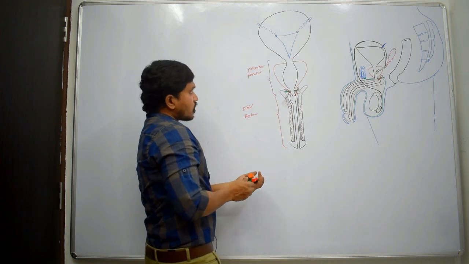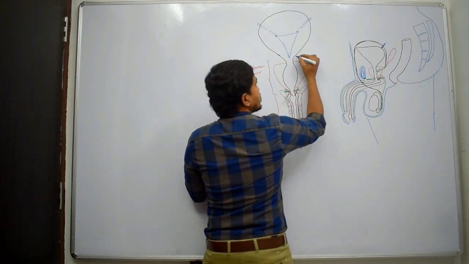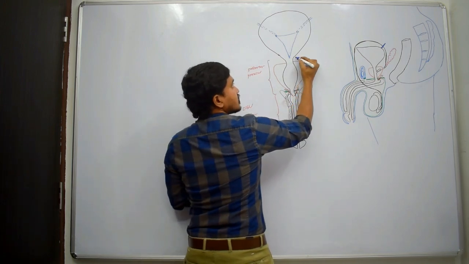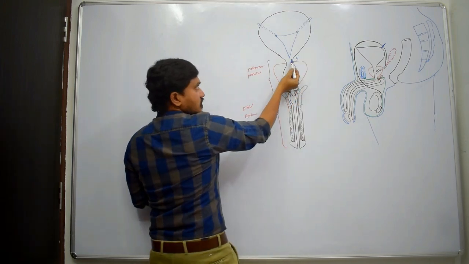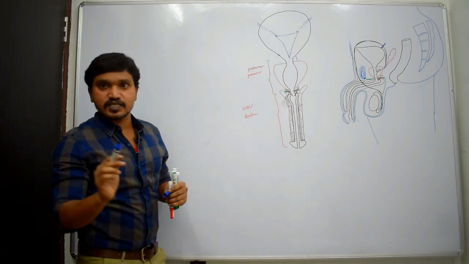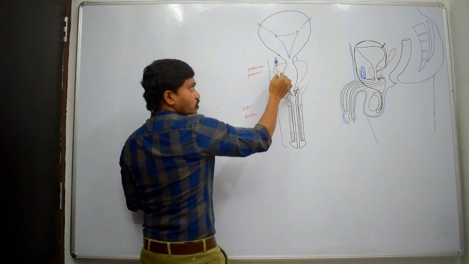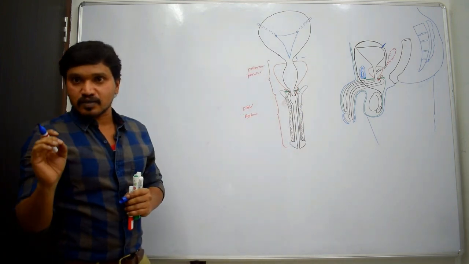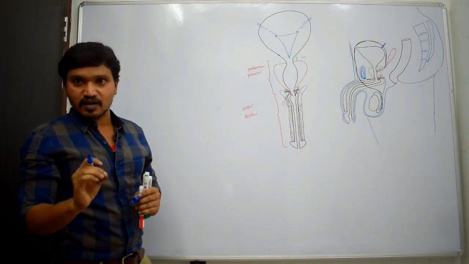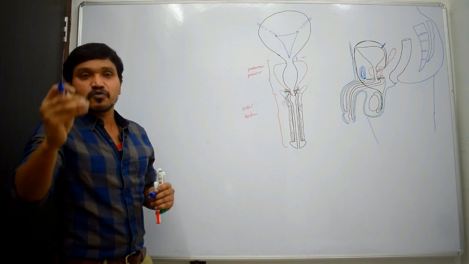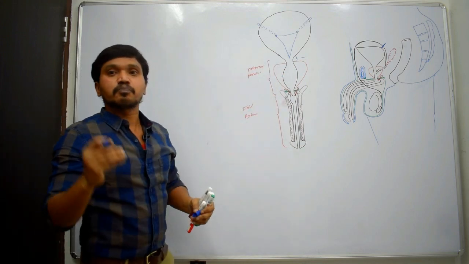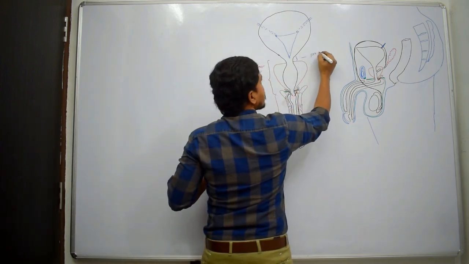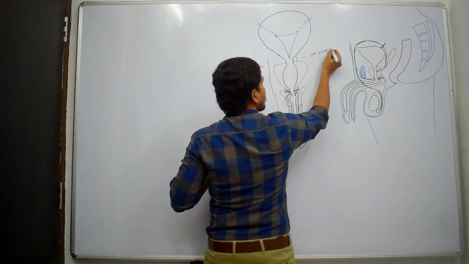Here, a small part is there. This part extending from bladder neck to the prostate gland. See this small part here, which is extending from bladder neck to the prostate gland. So what is this part? Pre-prostatic part or pre-prostatic urethra, because it is present before the prostate gland. So this is pre-prostatic, right?